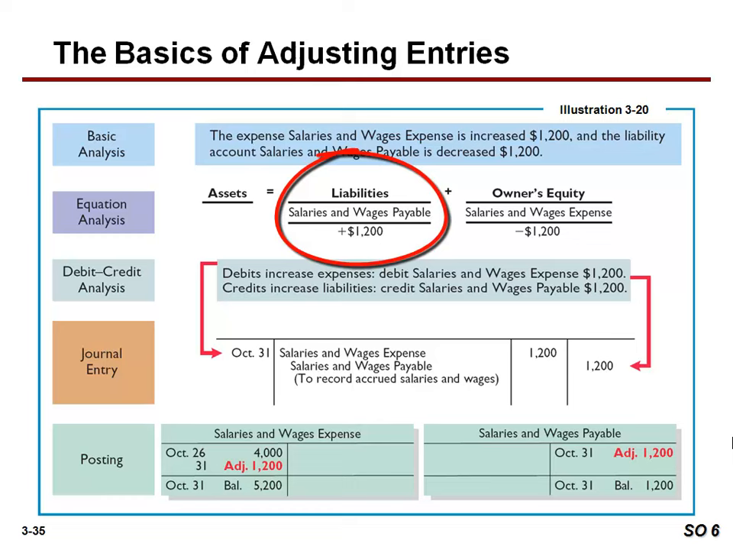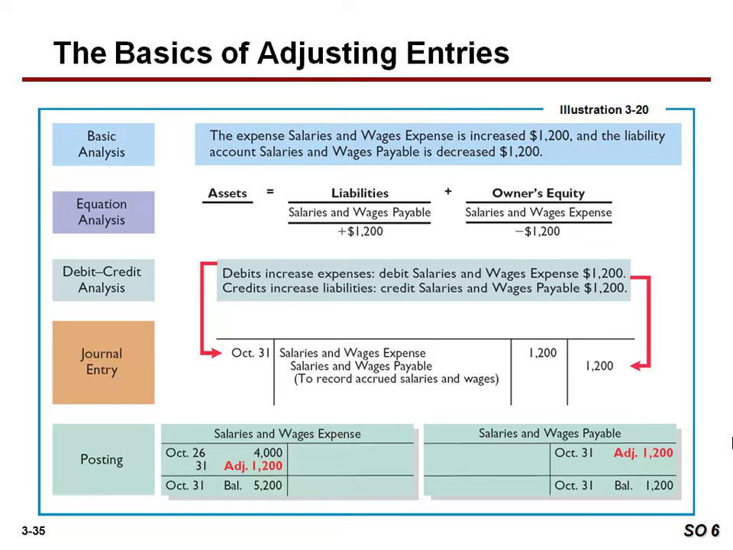Formal journal entry: debit salary and wages expense, $1,200. Credit salary and wages payable, $1,200. The bottom shows the posting of this journal entry into the ledger. Increasing wages expense by $1,200 with a debit, increasing salary and wages payable with a $1,200 credit as of month end.